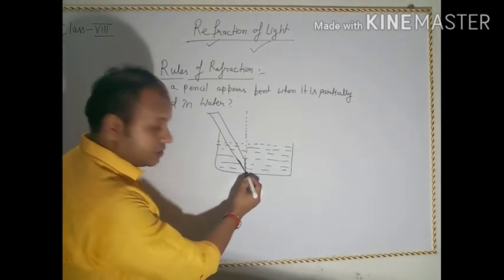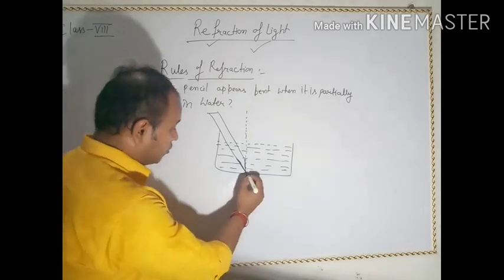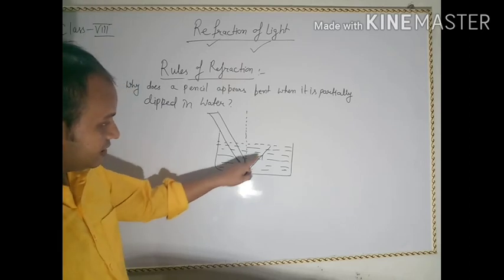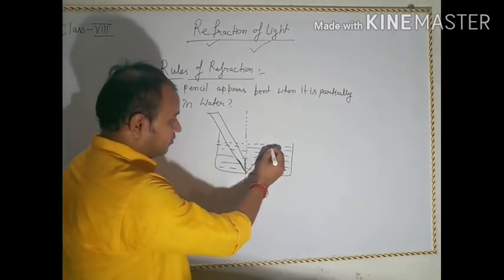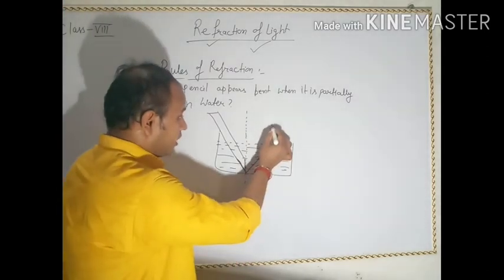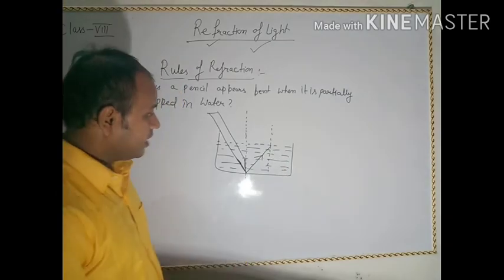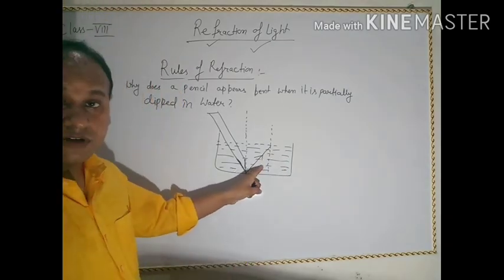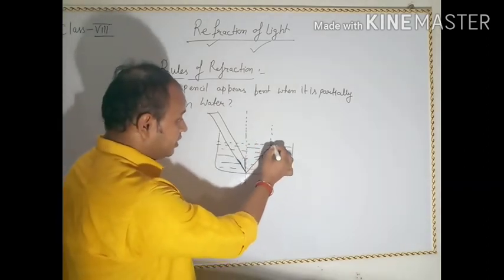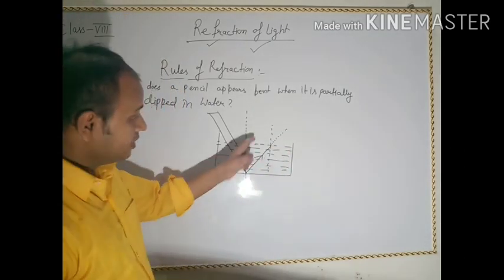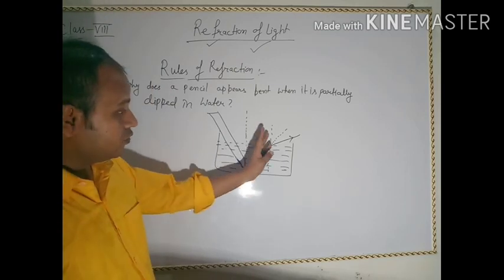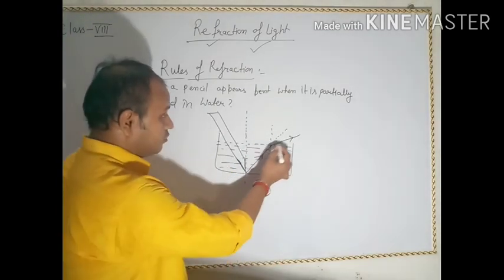Now from this point and from other points also, lots of rays will be directed in this manner. Suppose this is the incident ray and this is the point of incidence. At this point of incidence, one more normal can be drawn like this, and it is denser medium because it is water, and air is the rarer medium. So when the ray of light enters from a denser to a rarer medium, it goes away from the normal.